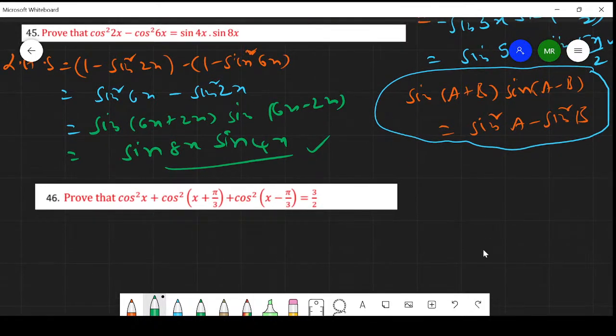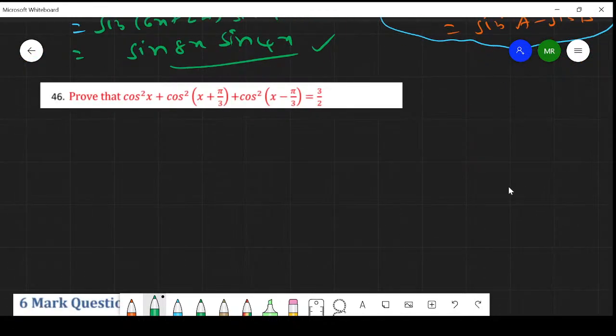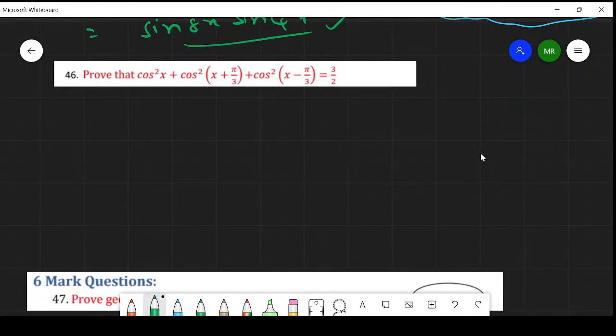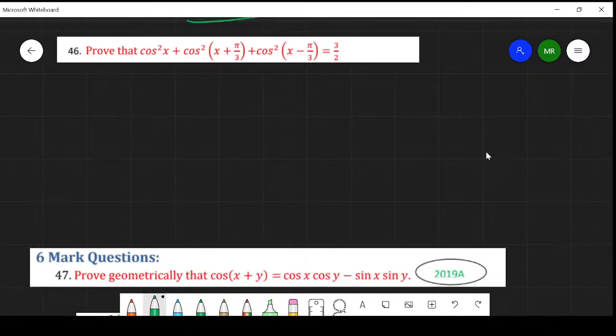Now the 46th one. With this I can almost complete this. After this I am going to explain the 6 marks problem. 6 marks for only one problem. It takes another 10 minutes, the maximum time, to complete the session.